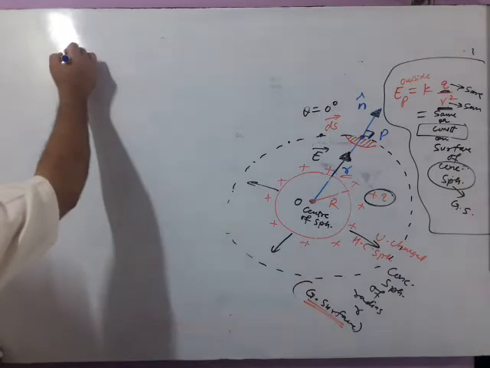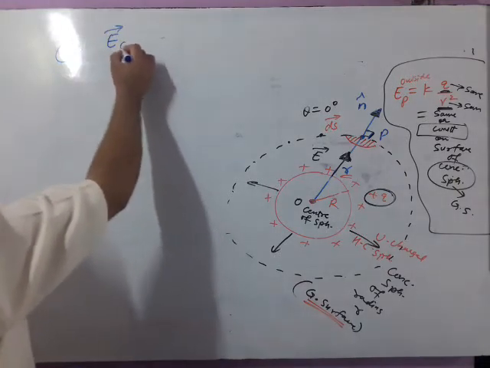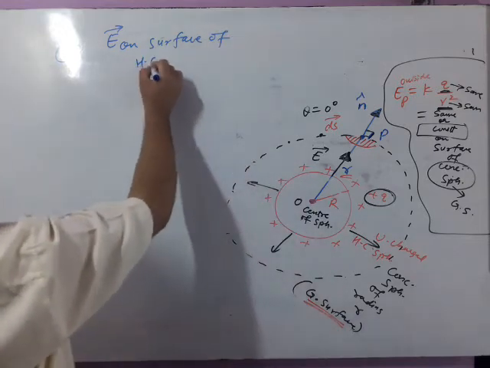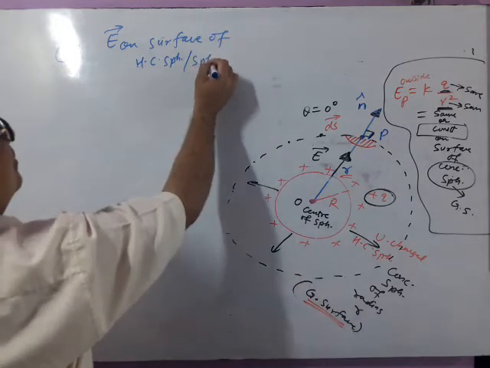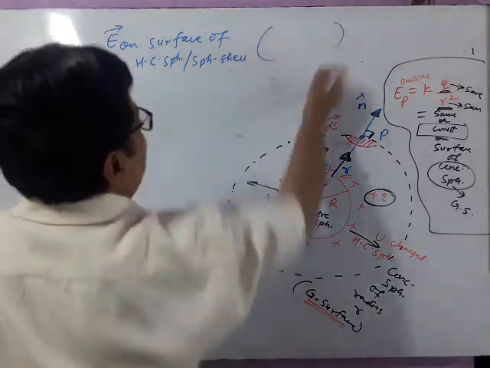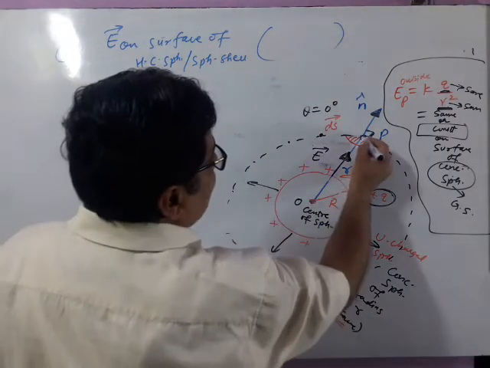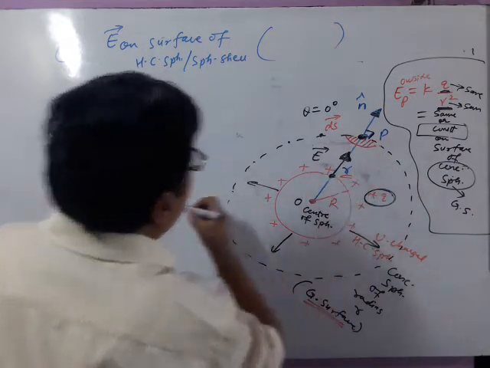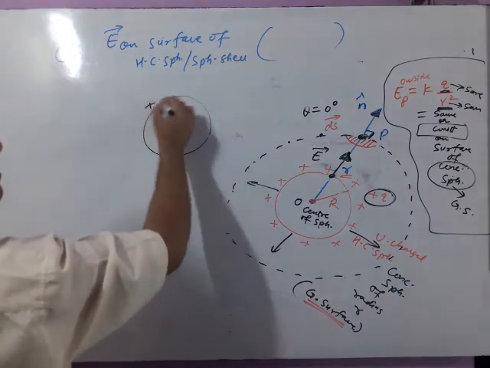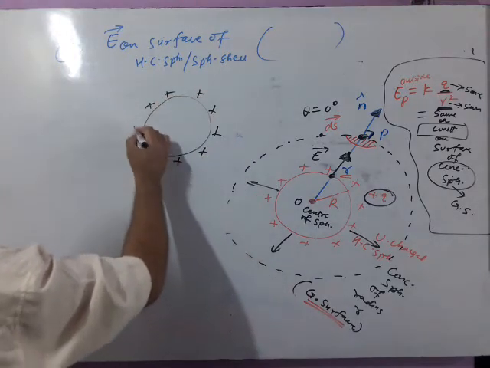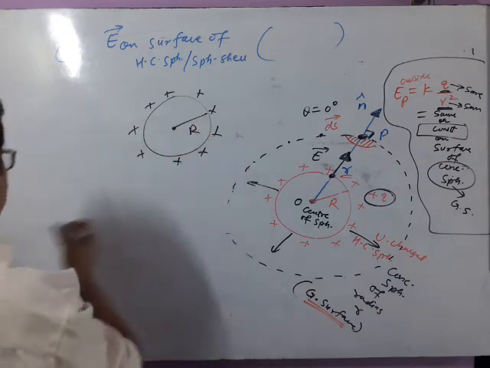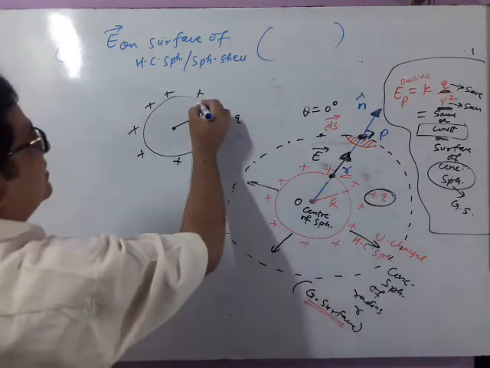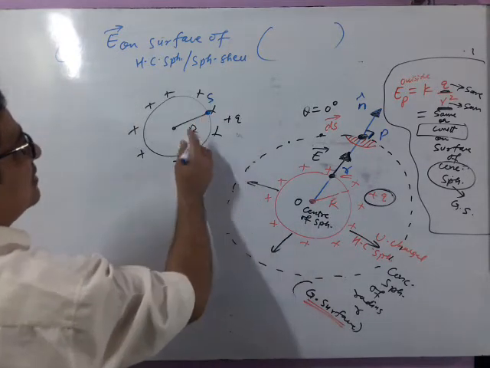Now see part 2. Electric field on the surface of a hollow conducting sphere or spherical shell. Now, this was an external point outside the sphere. Bring this point onto the surface. This will be the diagram. This is a positively charged hollow conducting sphere of radius R. Now we are bringing this point onto the surface.